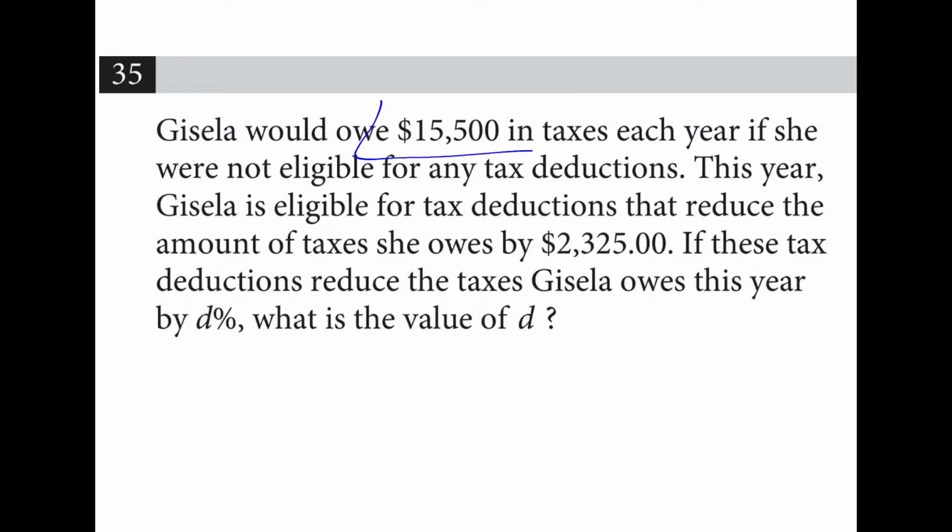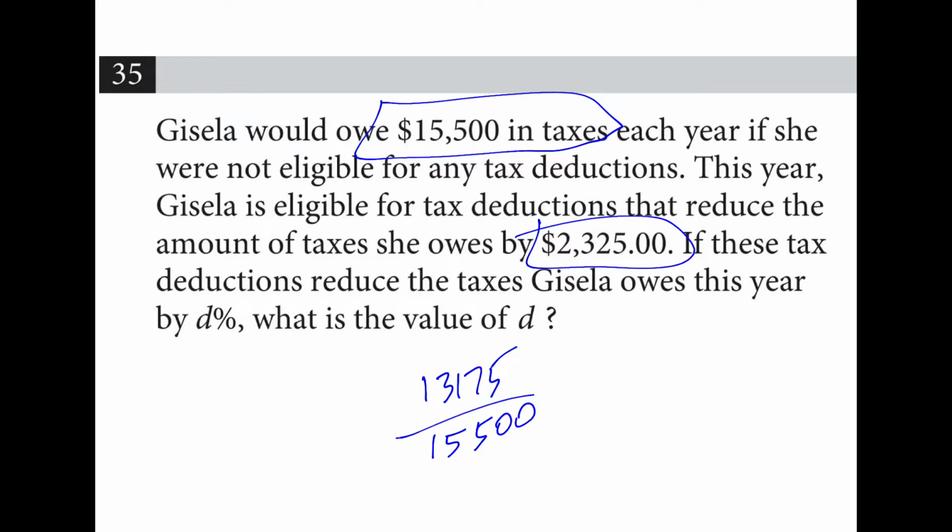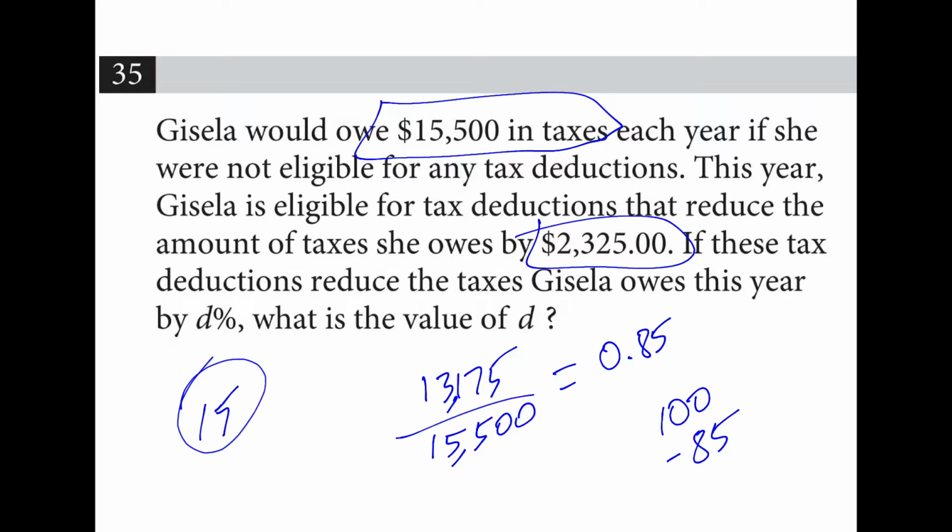So we would owe this amount in taxes each year, but it was reduced by this much. So if we do that subtraction and we get this number of actual taxes paid versus total taxes, we can find that the answer is 0.85, which means that the taxes were reduced by 15%. So the answer is 15. 100 minus 85. That's how you find it.